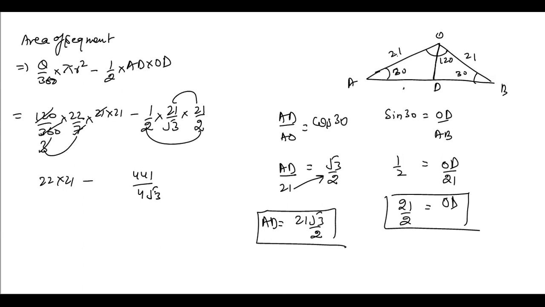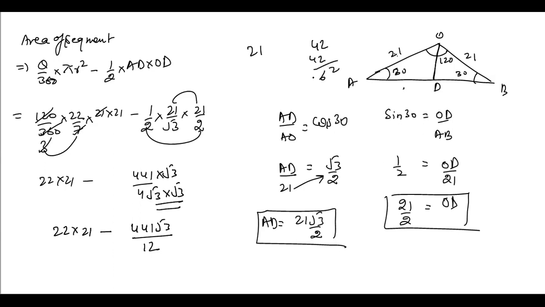So for rationalizing, you can do this. √3 से आप यहाँ मल्टीप्लाई कर दीजिए, √3 से आप यहाँ मल्टीप्लाई कर दीजिए. So you will get 3 here. 3 4s are 12. So you can write here 21 into 22 minus 4 √3 upon 4 3s are 12. Now multiply these two. 21 into 22, you will get 462. 462 minus, when you multiply, this will be 441 √3 by 2.